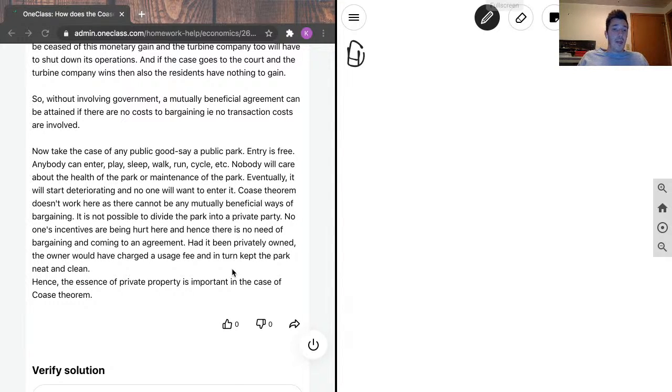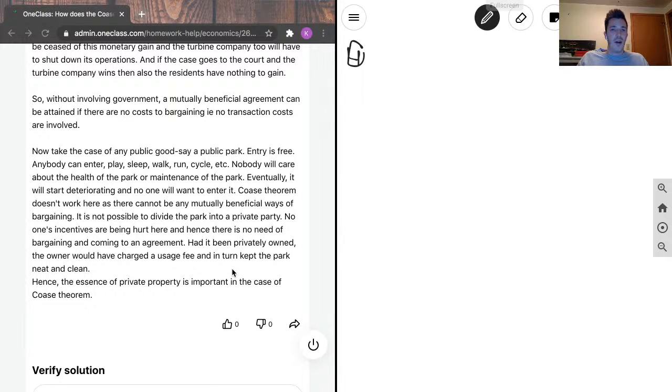Now take the case of any public good, say a park. Entry is free. Anybody can enter, play, sleep, walk, run, cycle, etc. As we went over in the previous question, a park is a public good. It's non-rival, meaning that if I walk through the park, it doesn't prevent you from walking through the park, and non-excludable, in that nobody can tell you not to walk through the park.